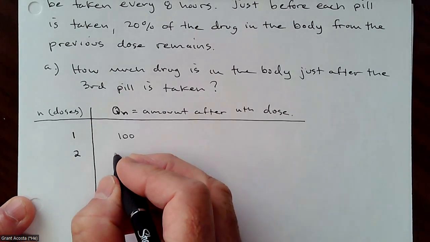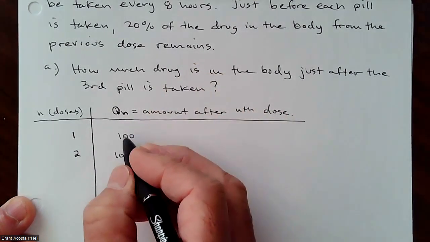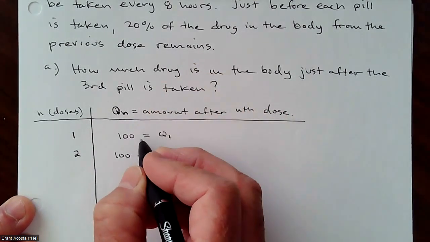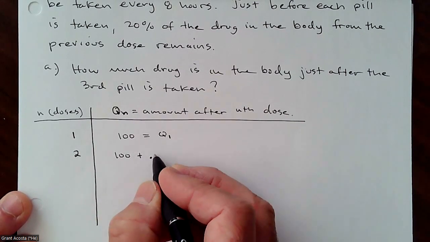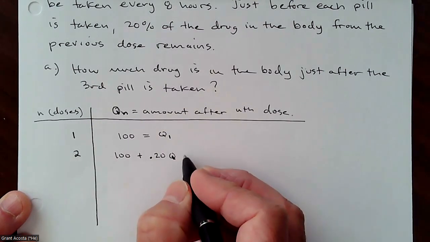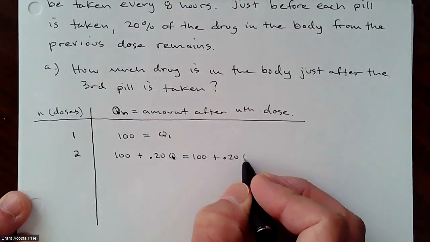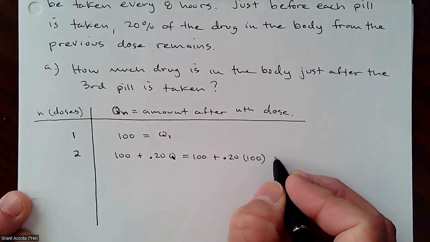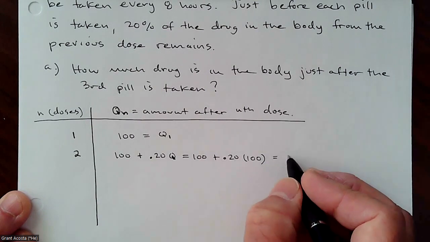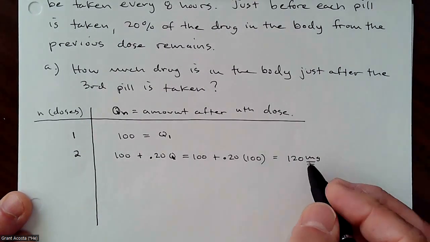we get our new dose of 100, but then according to this, it says 20% of that. So this is what I would refer to as Q1, right? That's how much was at the beginning. And we're going to have 20% of what was in the body before. So this would be 100 plus 20% of 100. And if you work that out, that's pretty easy. 20% of 100 is 20, added to 100, we're going to have 120 milligrams of drug in the body.